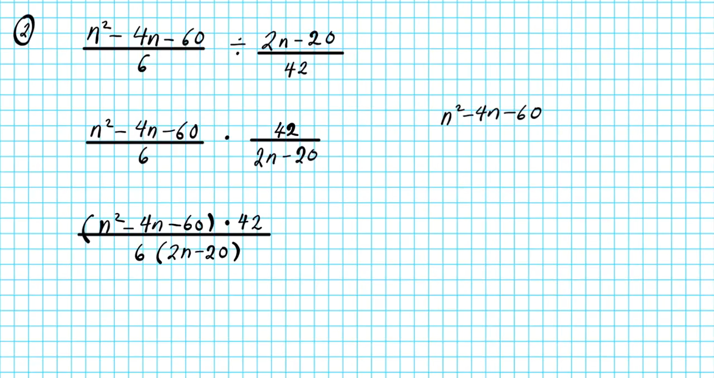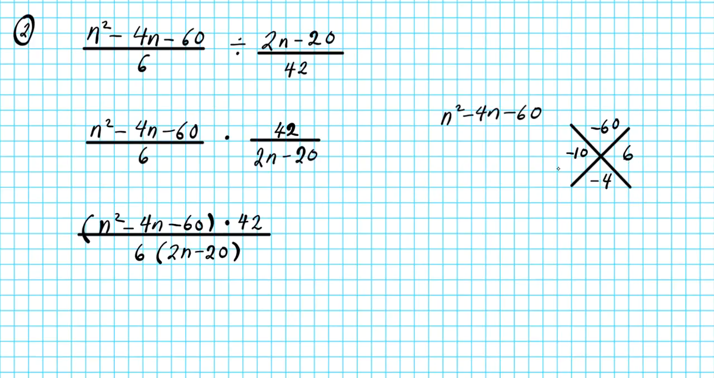Since we have a trinomial, we can factor using the x game or the AC method. We have negative 60, and then for b we have negative 4. So what two numbers multiply to give you negative 60 and add to give you negative 4? Negative 10 and 6 works. If we test it, negative 10 times 6 is negative 60, and negative 10 plus 6 is negative 4.